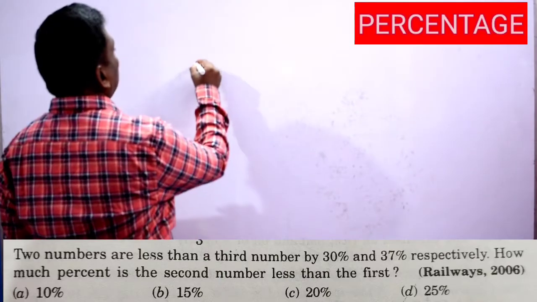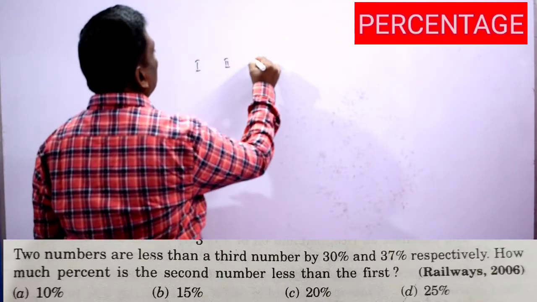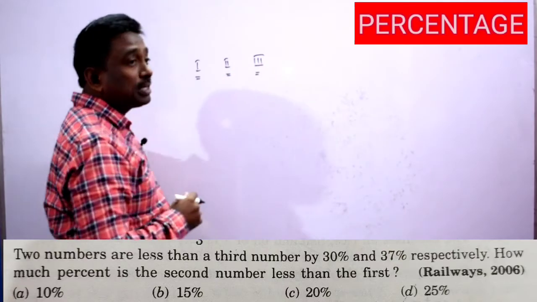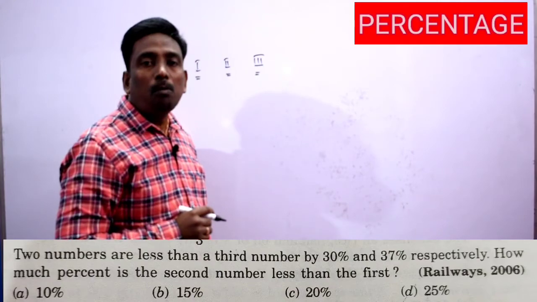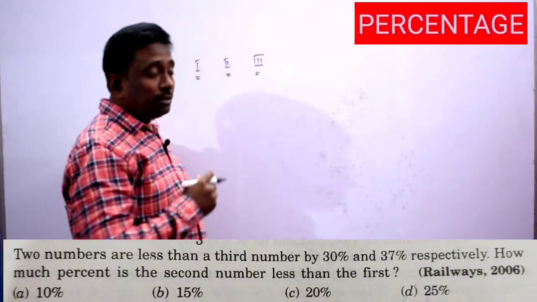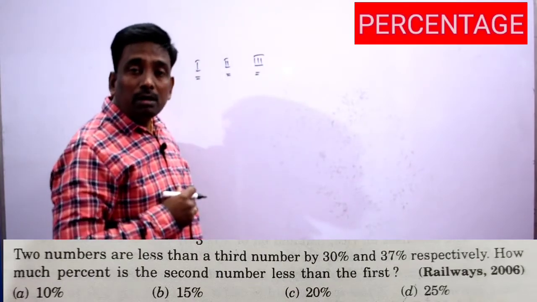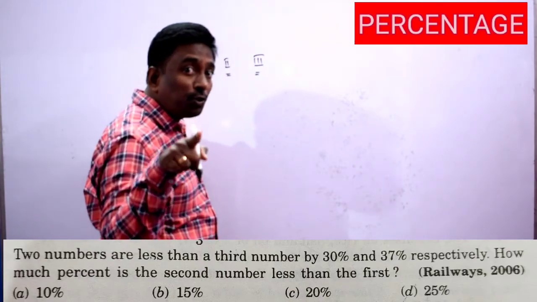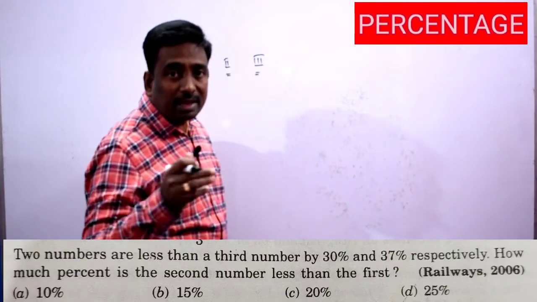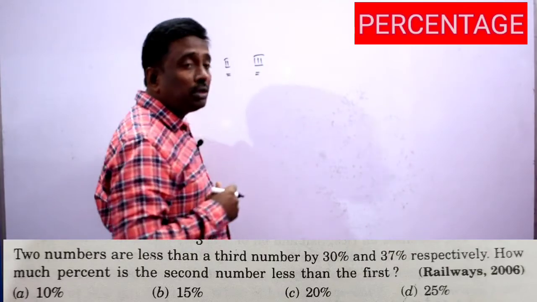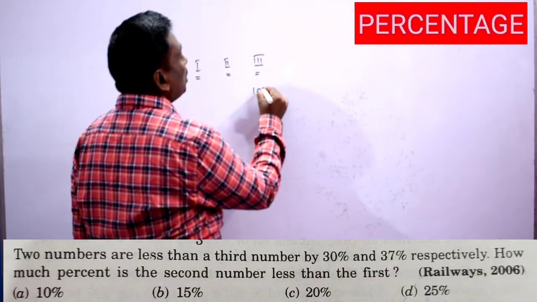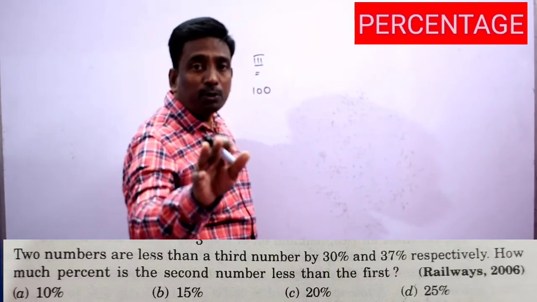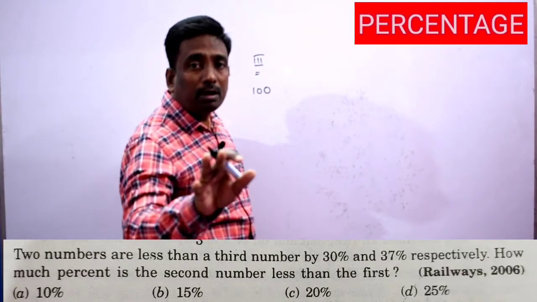Here it is clearly mentioned that two numbers are 30% and 37% less than the third number. But in the question no third number is given. That's why that is the base. If you know the third number, you can write the first and second numbers. But here we don't know the third number. That's why I am assuming the third number as 100. This is a logical approach, not the formula method.